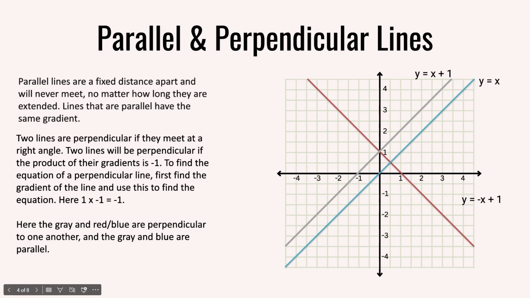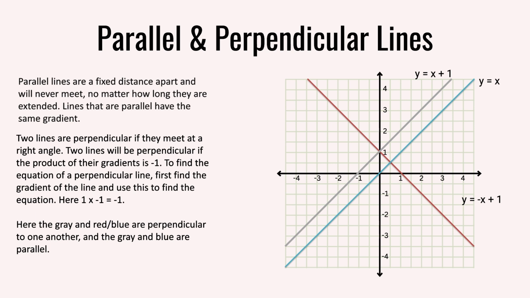So, let's look at an example of parallel and perpendicular lines. Parallel lines are a fixed distance apart and will never meet, no matter how long they are extended. Lines that are parallel have the same gradient. Two lines are perpendicular if they meet at a right angle. Two lines will be perpendicular if the product of the gradients is -1.